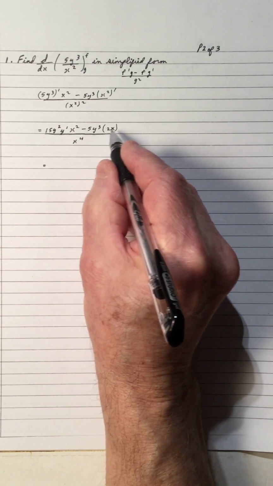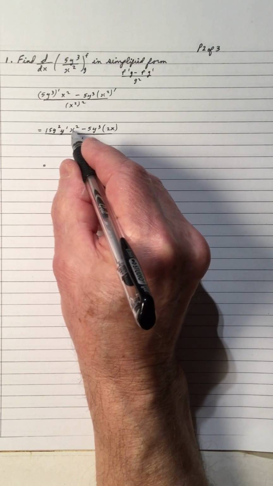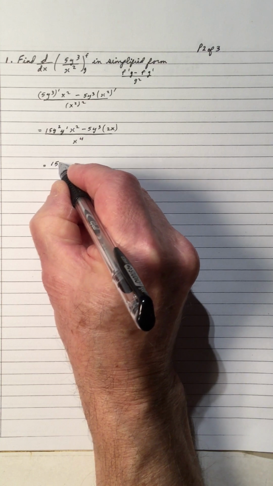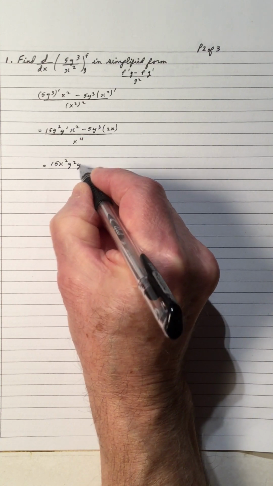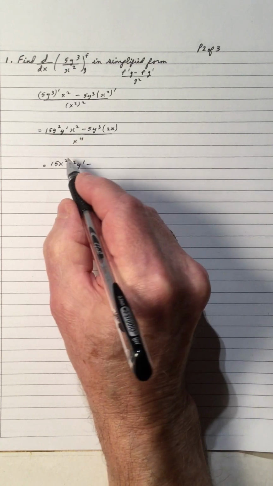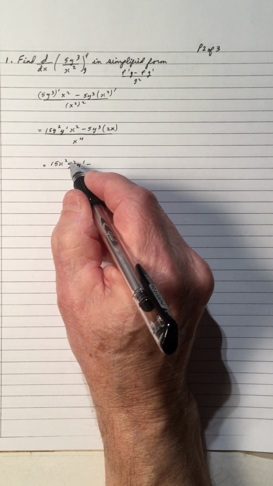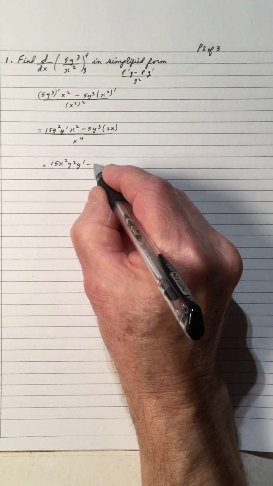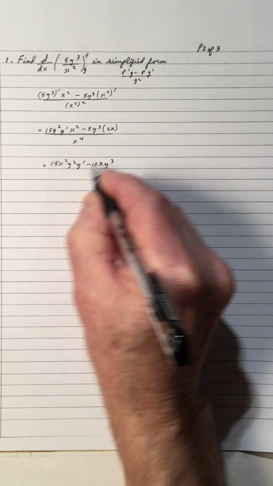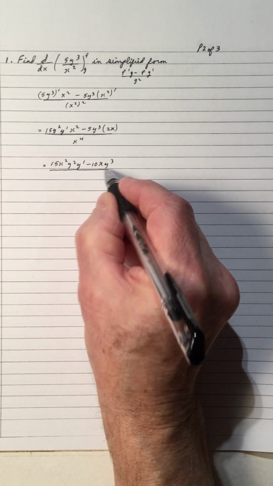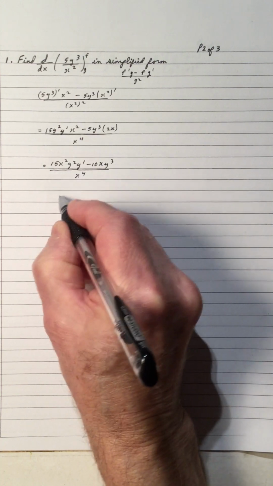So we group this together: 15x squared y squared y prime. All I do is normally write x squared y and then the prime. So we get minus 10xy cubed, and that's over x to the fourth.